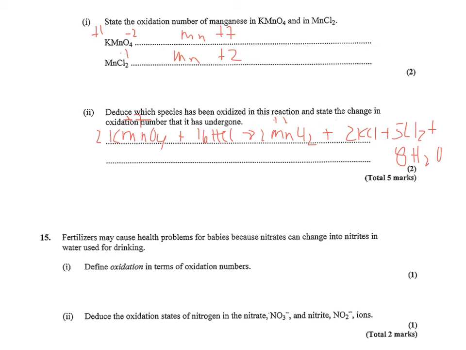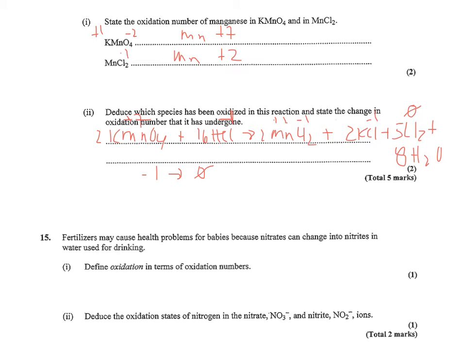And so since we know that the manganese is being reduced, the chlorine is going to have to be oxidized. So it's a -1 here with the hydrogen. Over here it's still a -1 and a -1, but here it's a 0. So HCl is being oxidized to Cl2. And the change in oxidation number it's undergone is -1 to 0.